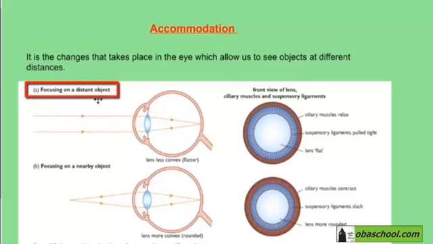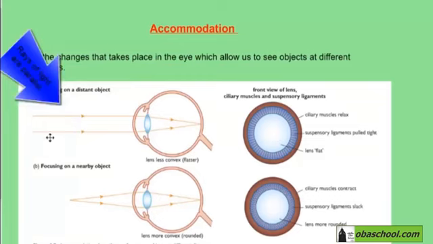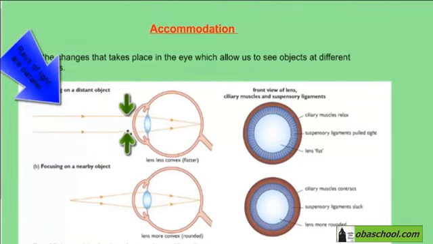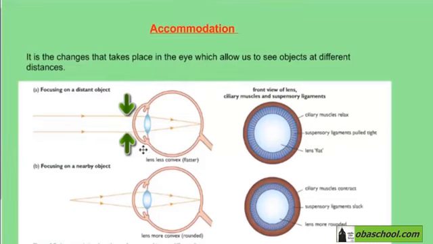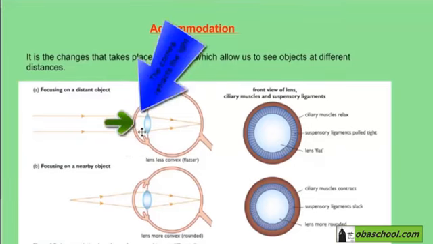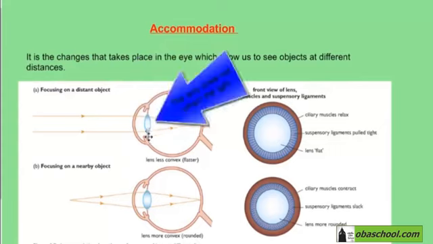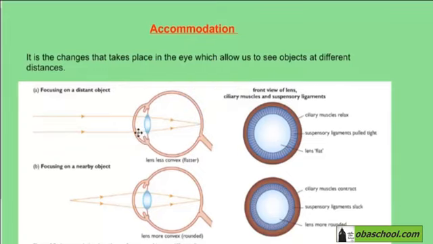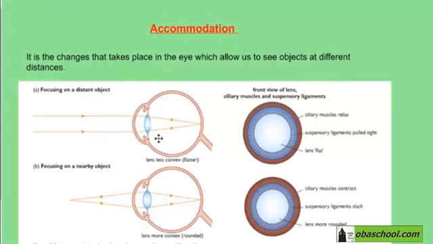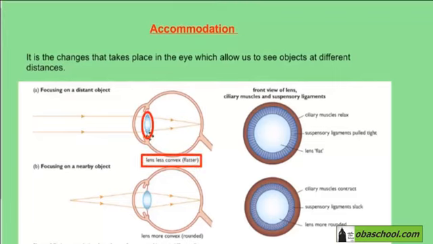So let's say we are focusing on a distant object, an object that is far away. The rays of light that are reflected by this object are parallel and they reach the cornea. The cornea is going to refract the light to reach our lens. Since the cornea refracts the light, the lens does not need to refract the light. So, what happens to the lens? It becomes flatter or less convex. So the lens will become flatter and less convex.